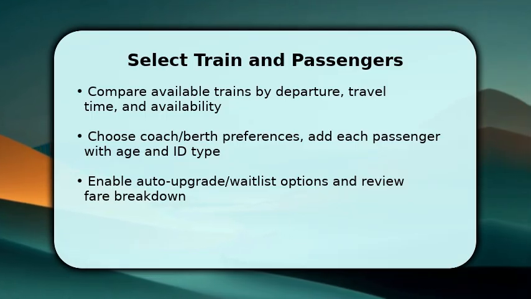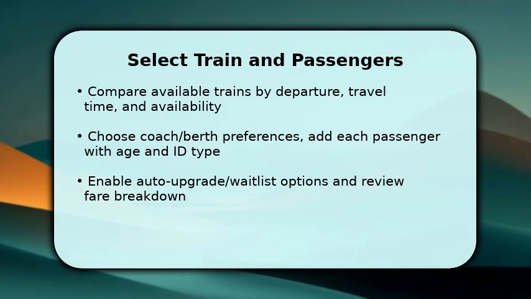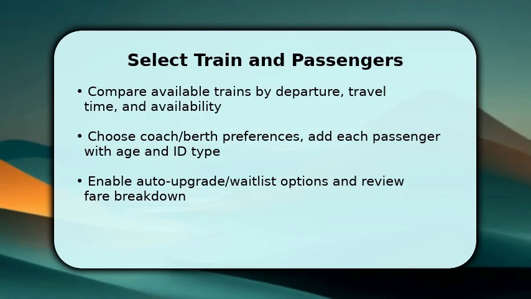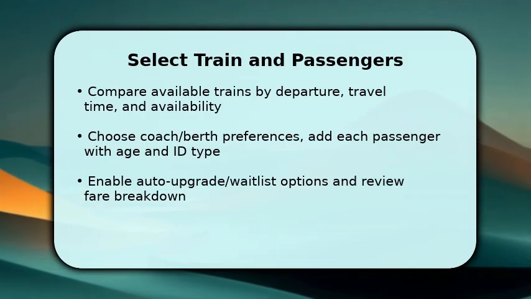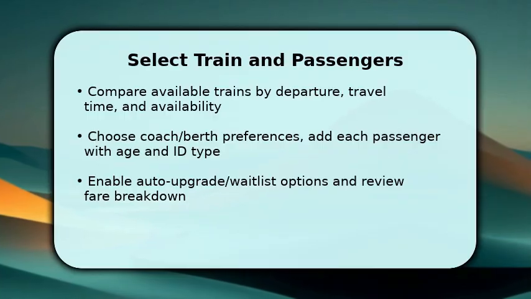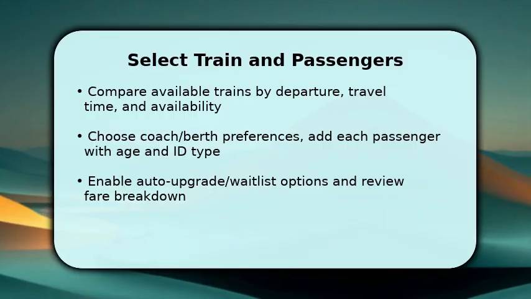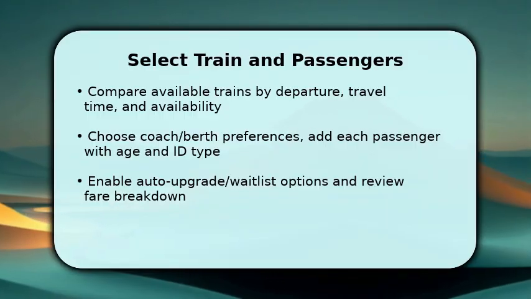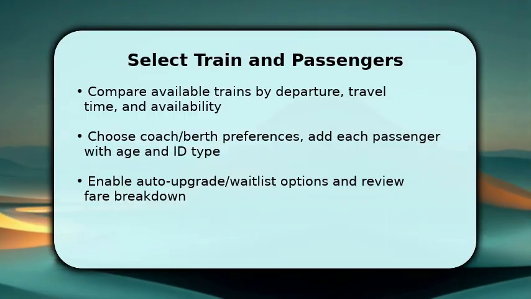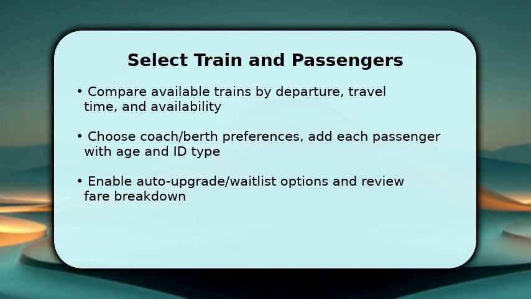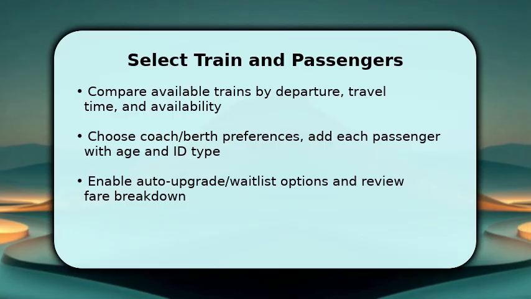Tap a train to view coach layout, seat availability, and fare. Choose seat or berth preference and add passengers one by one, entering age and ID type accurately because charting and refunds depend on it. Once done, enable auto upgrade or accept RAC/waitlist rules if applicable. Then review the fare breakdown and any concessions before moving to payment to avoid surprises.